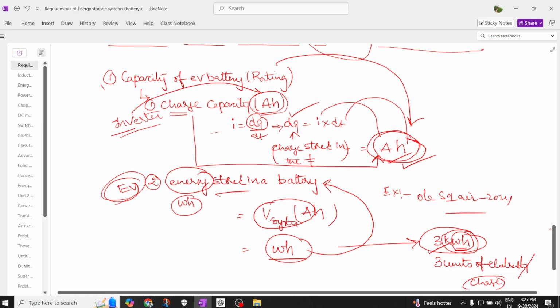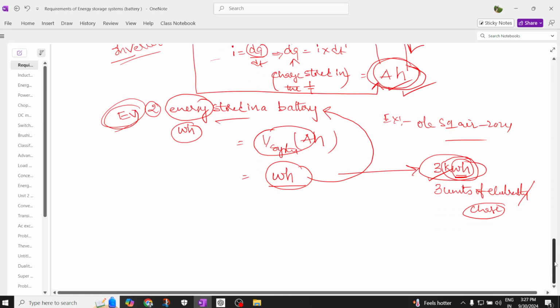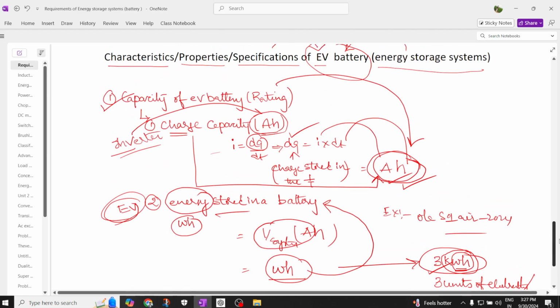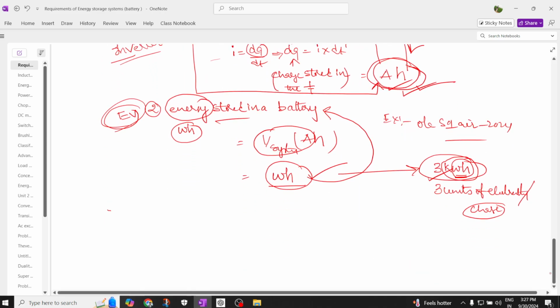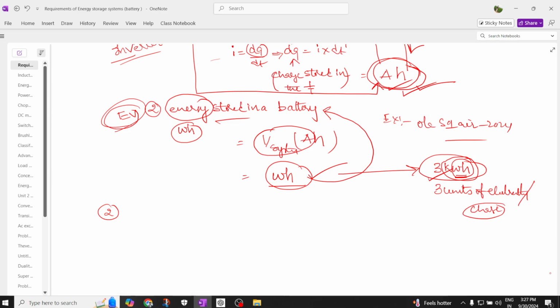The first specification is the capacity of an EV battery. This is how to define the capacity of a battery. The first term is ampere hour, and the next term is watt hour. The next specification of batteries is what we will look at now.